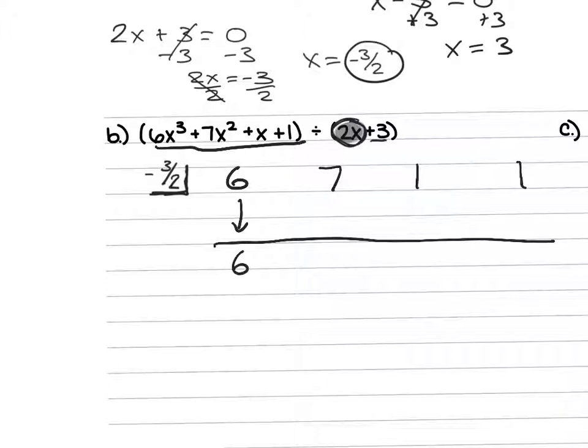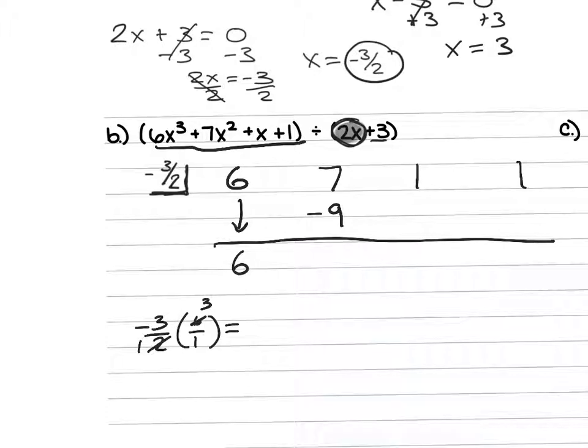Okay. I'm still going to do the same thing. I'm going to bring down a 6. Now, here's where the work comes. I have to do negative 3/2 times 6. Well, 2 goes into 2 once, and 2 goes into 6 3 times. This becomes what? Negative 9. Add those together. That's what negative 3/2 times 6 is: negative 9.